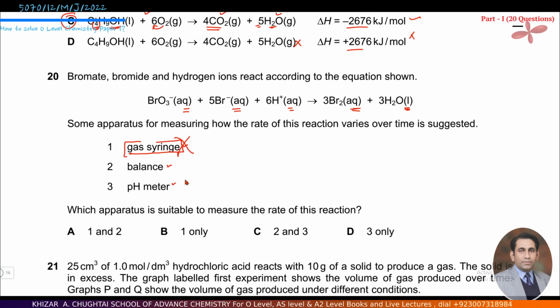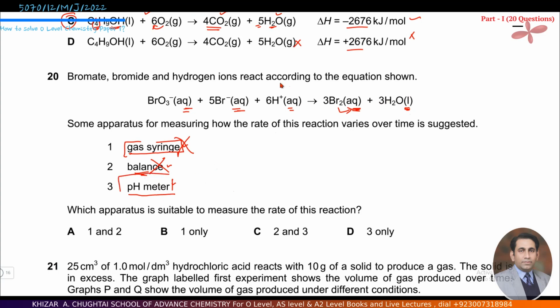Now come towards the balance and pH meter. With respect to the balance, if we are using a balance, then there is again no formation of any sort of gas that is leaving the mixture. Everything is aqueous. The new formation is bromine, aqueous, and liquid. Nothing is going to leave the reaction mixture. So again, balance is not required. And yes, the last one definitely will be the correct option.